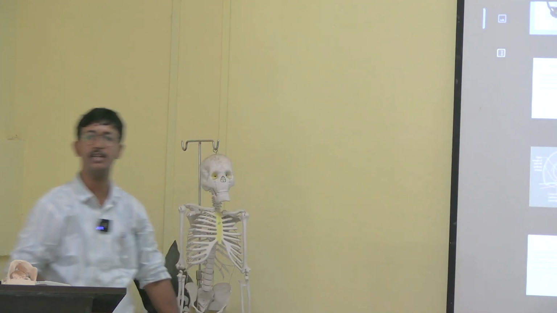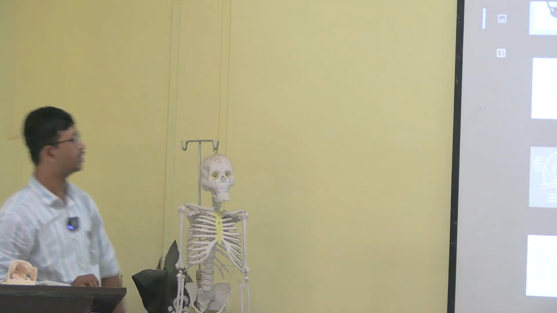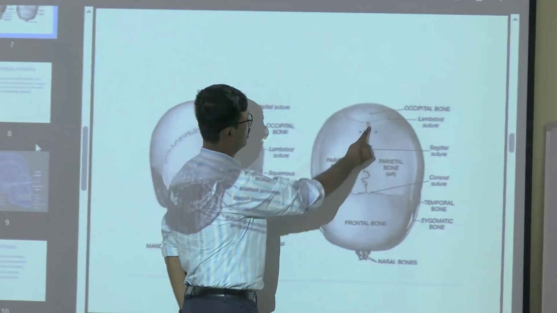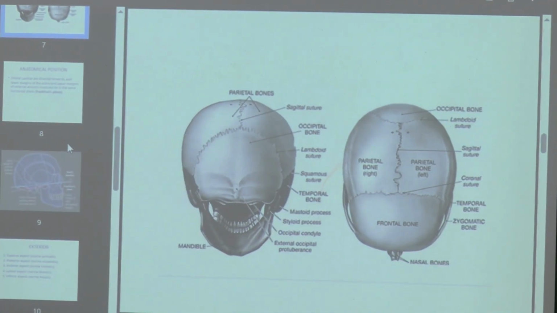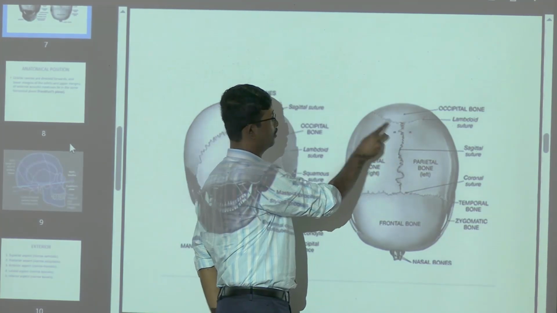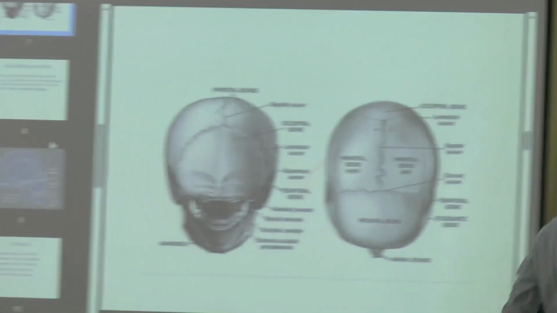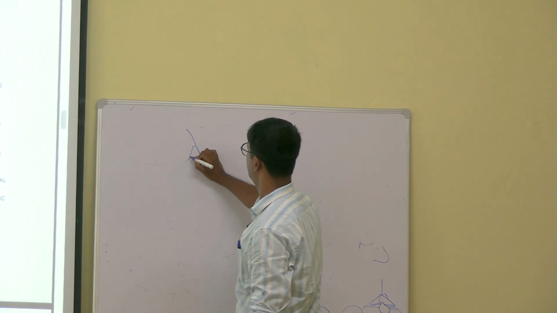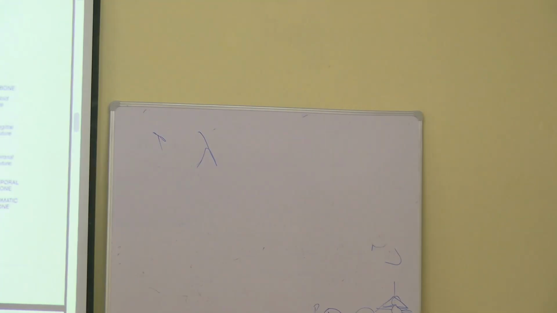How do we write lambda? You know how we write lambda. That is why this shape is like a lambda, and that is why it is known as the lambdoid suture. This part is the lambdoid suture, and this junction is lambda, because we write lambda like this.